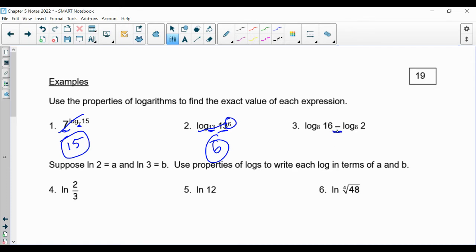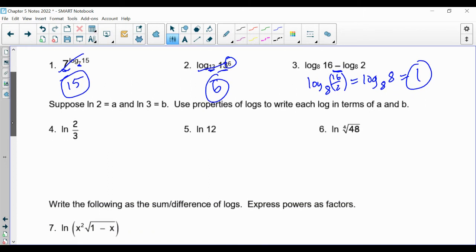All right, so now number 3, here's where we have to do a little bit more work, but as long as you remember, subtraction, we're able to write it as the division of the two things. So we end up getting log base 8 of 16 over 2, which is log base 8 of 8. And look at this, we're actually using two properties here. Log base 8 of 8 is 1, because it's the same base as the number next to it. Okay. And yeah, there's those properties. So that's hopefully not too bad.